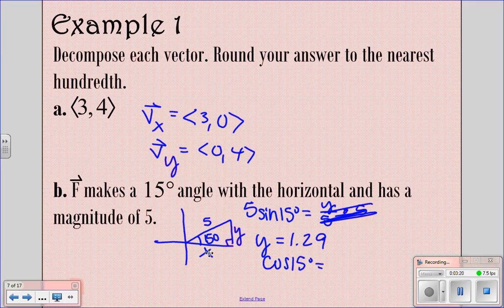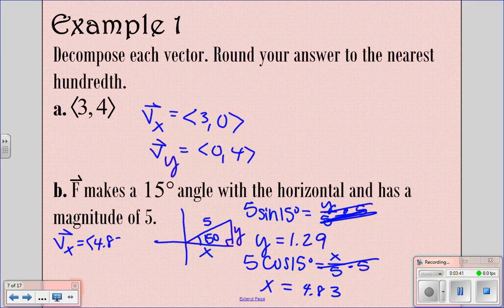Okay? Now we're going to use the cosine of 15. And the cosine is adjacent over hypotenuse. So we're going to have x over 5. So multiply by 5 on both sides, and when you plug that into your calculator, you should get 4.83. So the vector for the x part is going to be (4.83, 0), and then the vector for the y component is going to be (0, 1.29). So that would be your two vectors there.